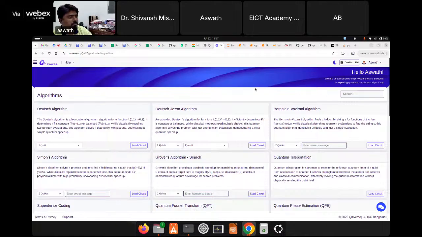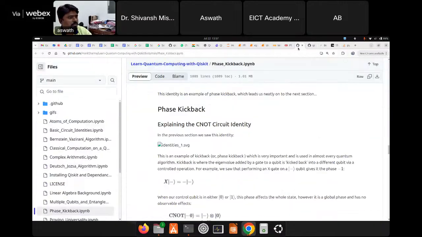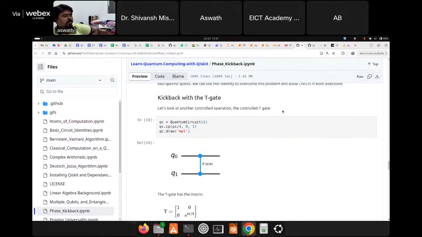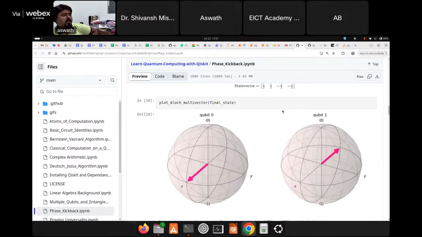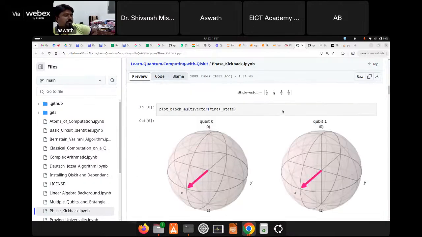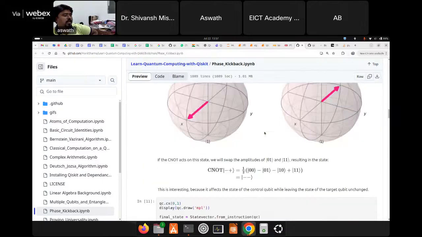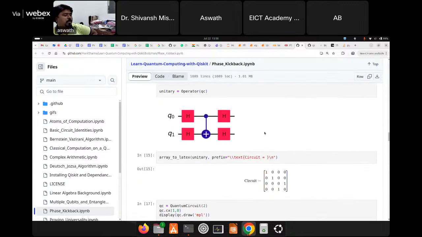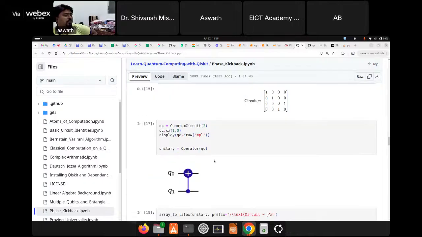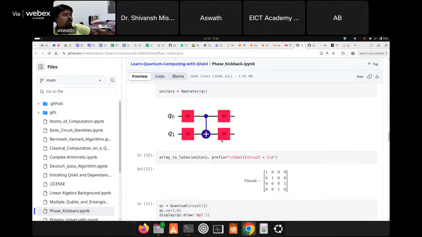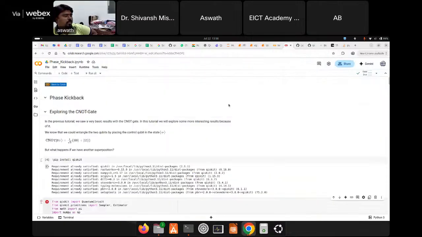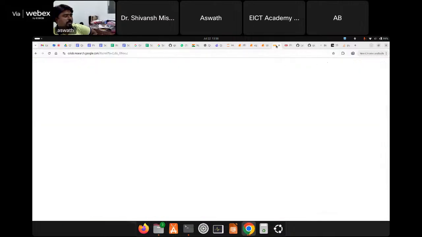Okay, so let me conclude. There are plenty of materials. Okay, this is phase kickback. Phase kickback is the one which is very important for the Bernstein-Vazirani algorithm. What basically we are trying to do is ensure that information flows in a reverse fashion. Okay, C0, I want to reverse it. So for that, what do I do? I add a Hadamard. Once I do that, okay, where is the phase kickback? Yeah, this is the phase kickback.